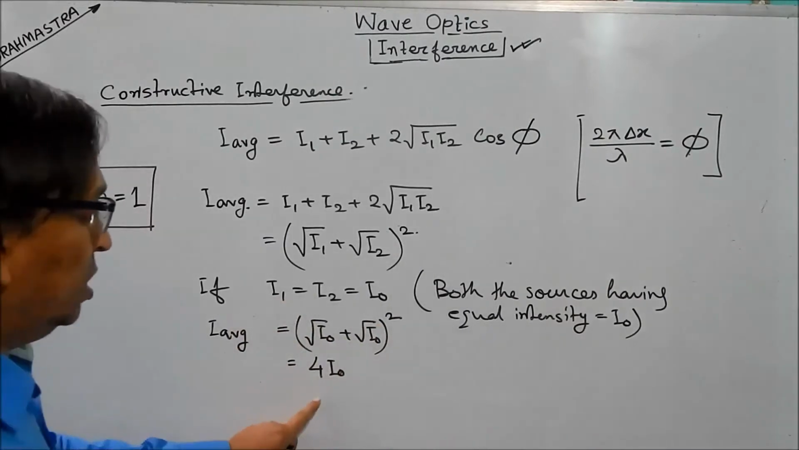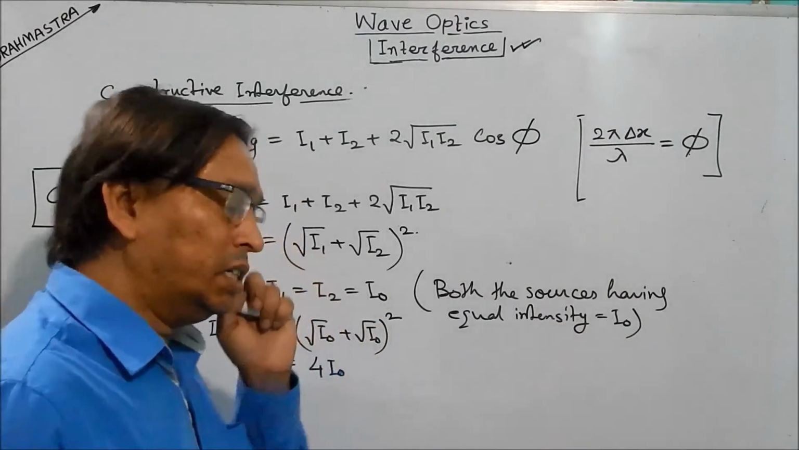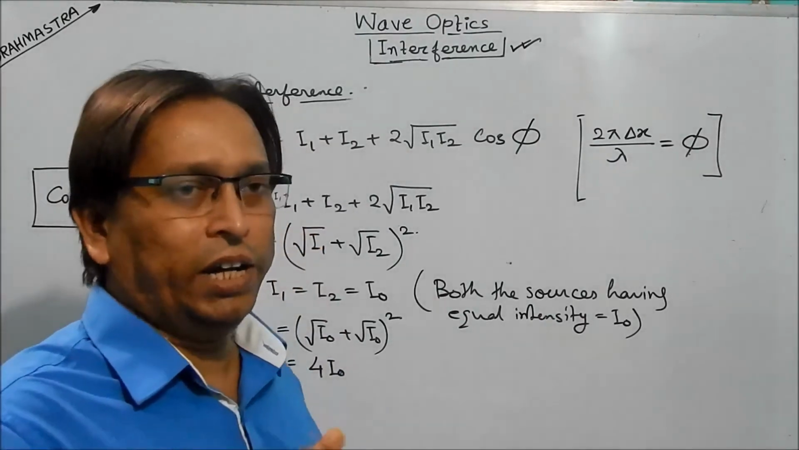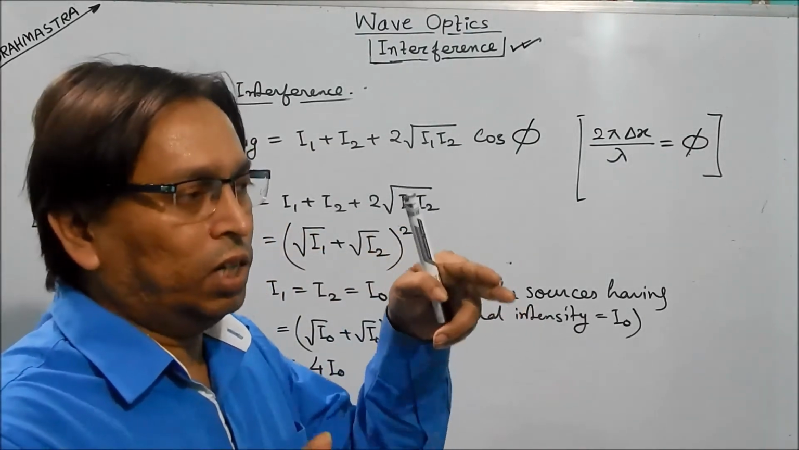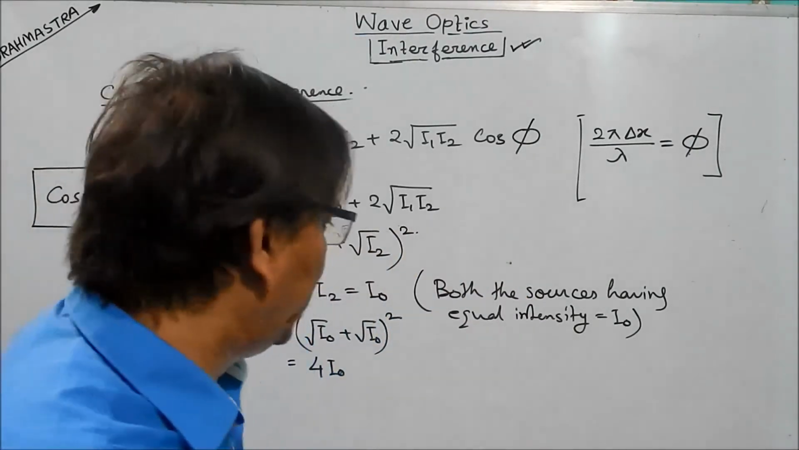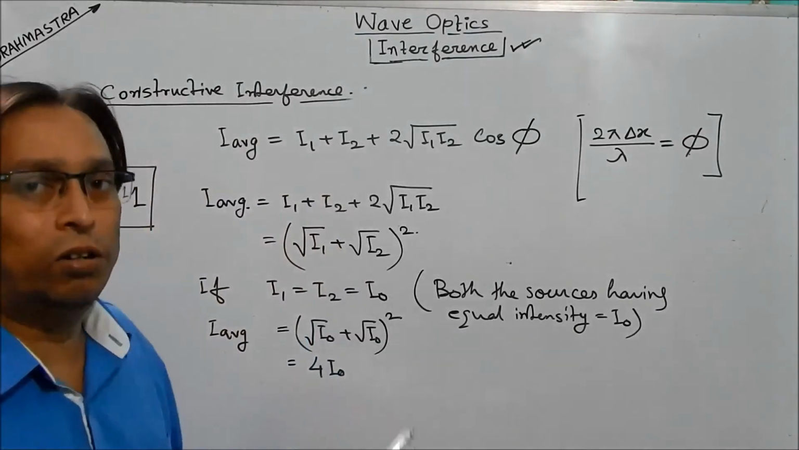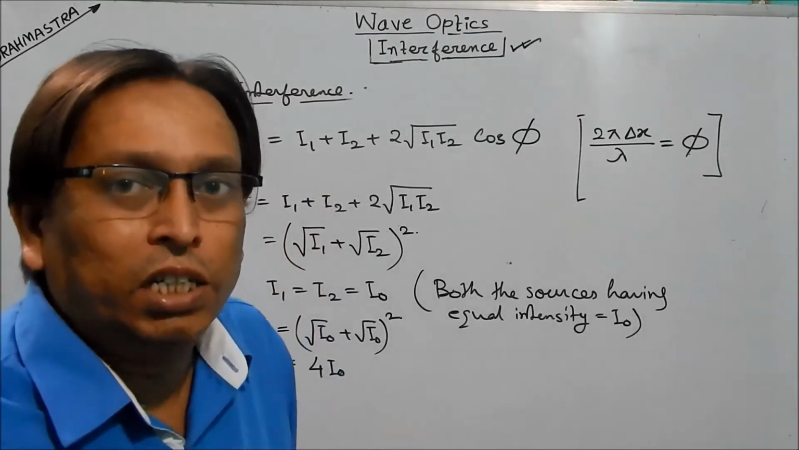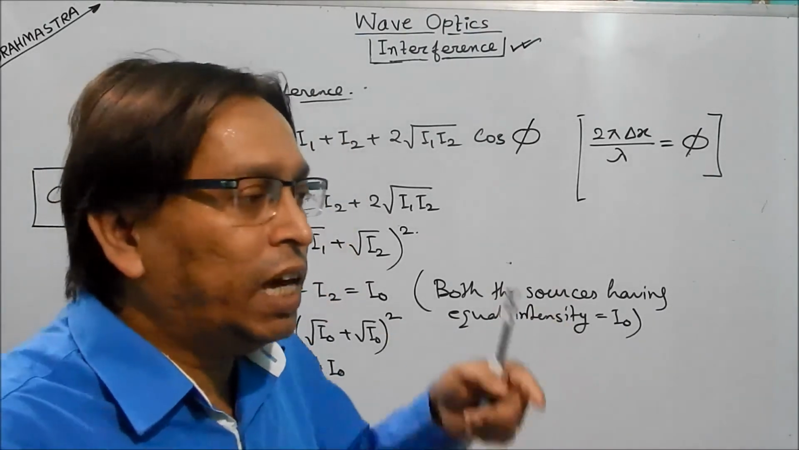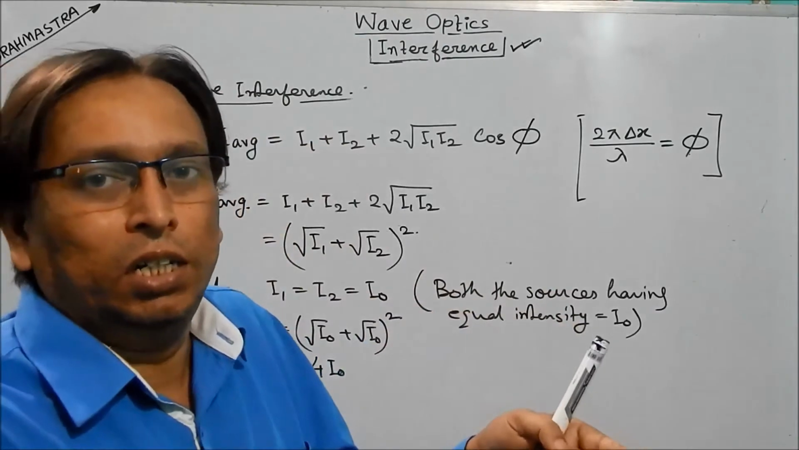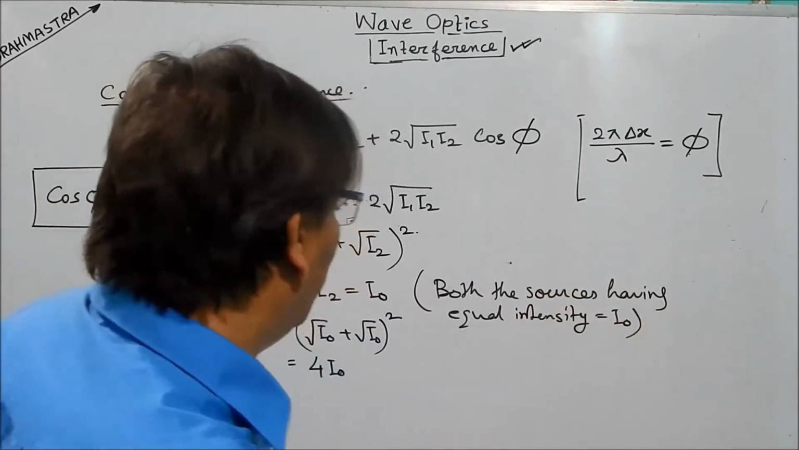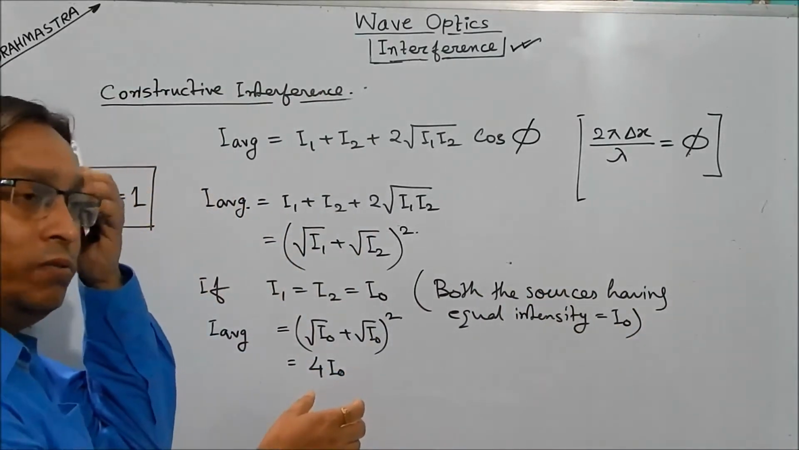So this is the interesting thing about constructive interference. What is expected is that if one source has I0 and another source also has I0, then the resultant should be 2 I0. But here we are getting 4 I0. That means something is constructing. So we are getting much larger intensity than the sources we have provided. We have provided I0 and I0, but we are ultimately getting 4 I0. So this proves the wave nature of light.